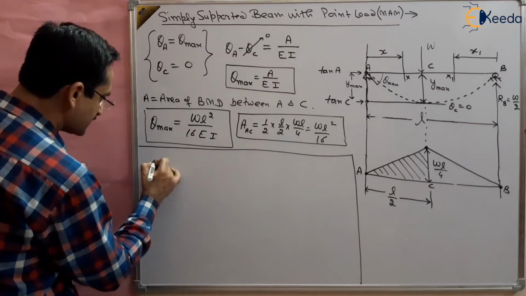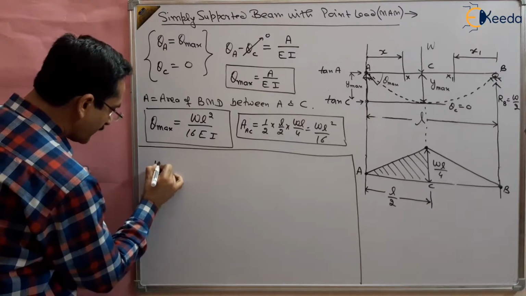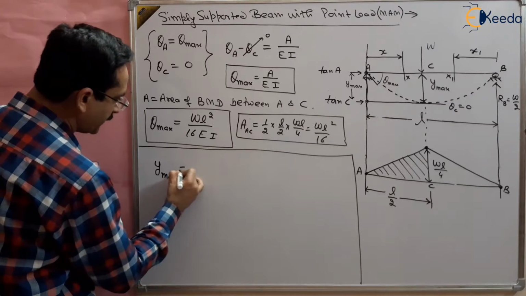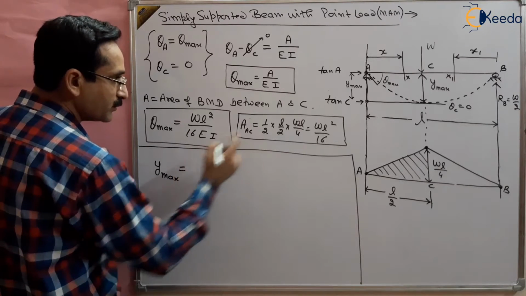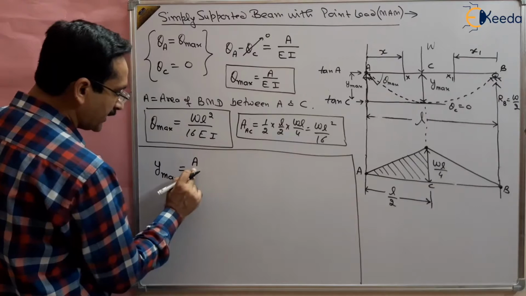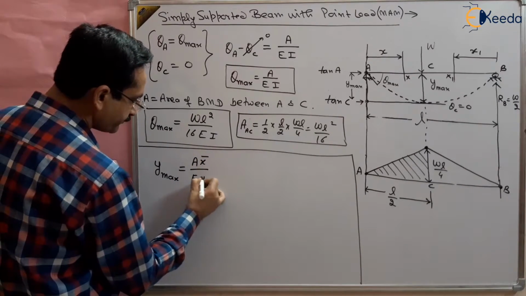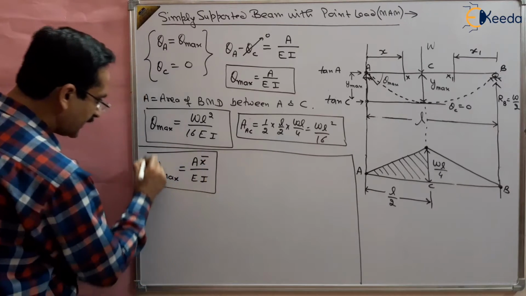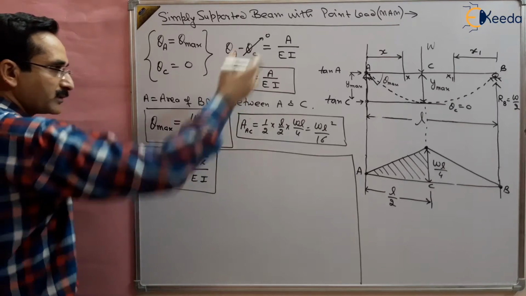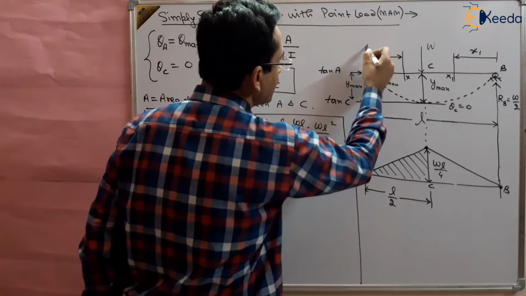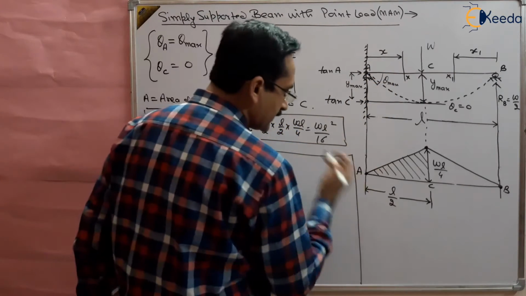So what is the Mohr's theorem? That y max will be obtained by taking the moment of the area between A and C, that is A x bar, the moment, divided by EI, right? So this A is the area between A and C, x bar is the moment arm of this area about this reference line, and this is our reference line, right?